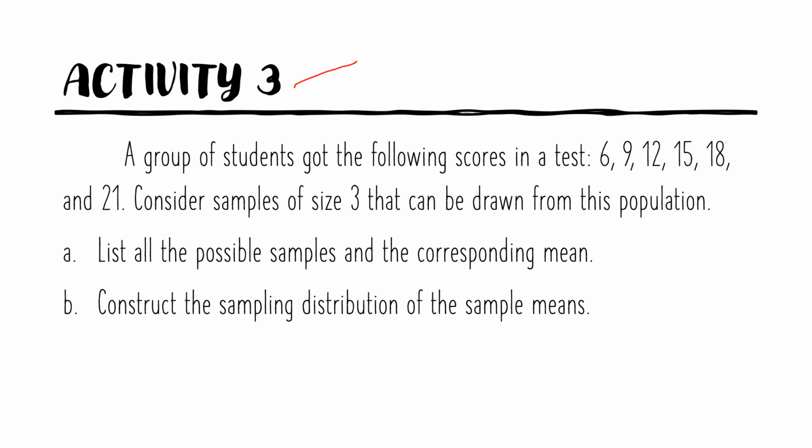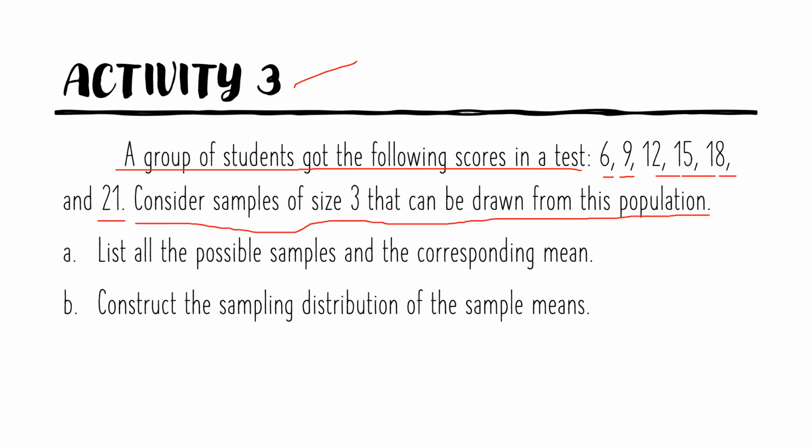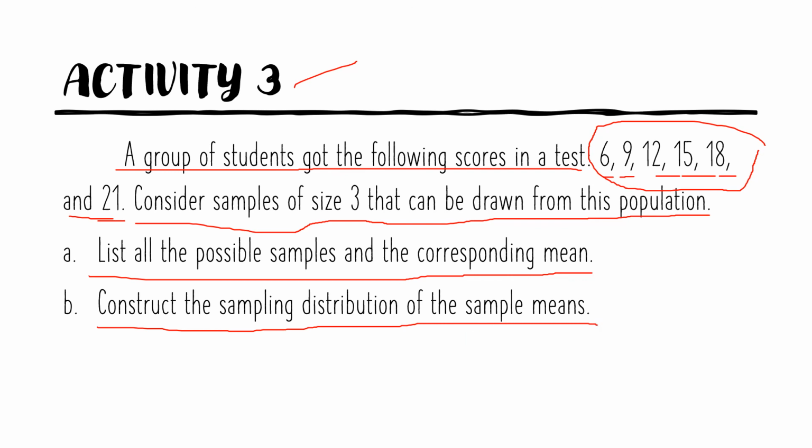So for activity number 3, a group of students got the following scores in a test. That will be 6, 9, 12, 15, 18, and 21. Consider samples of size 3 that can be drawn from this population. So you're going to look for the possible combinations that we can get from your 6, 9, 12, 15, 18, and 21. Then list all the possible samples and the corresponding mean. Then construct the sampling distribution of the sample means.